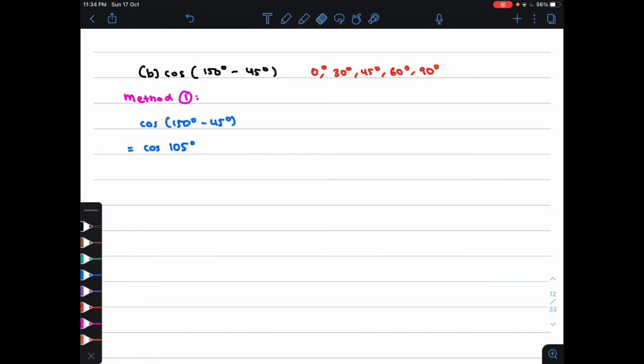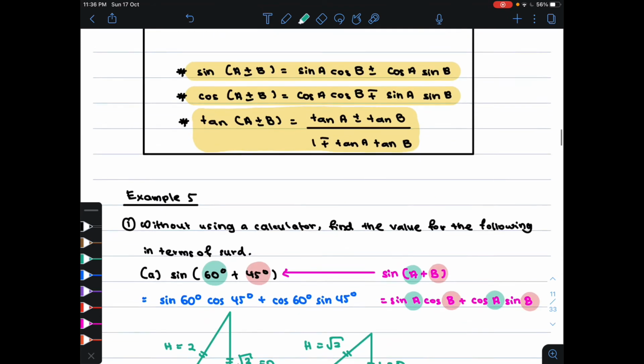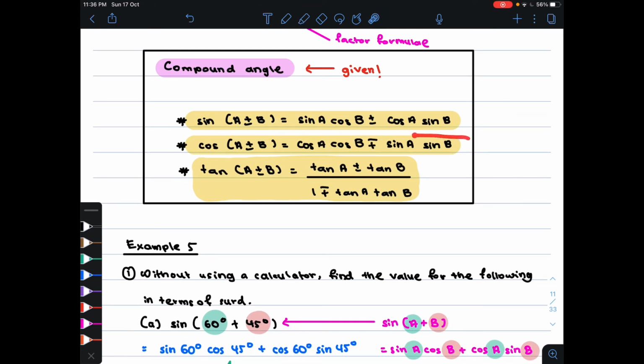Cos 150 degrees minus 45 degrees is actually cos 105 degrees. Change 105 degrees to become in terms of the special angles. Note that 105 degrees is actually 60 degrees plus 45 degrees. Let's say 60 degrees is A and 45 degrees is B. So we're going to have cos A plus B, which comes from this equation.